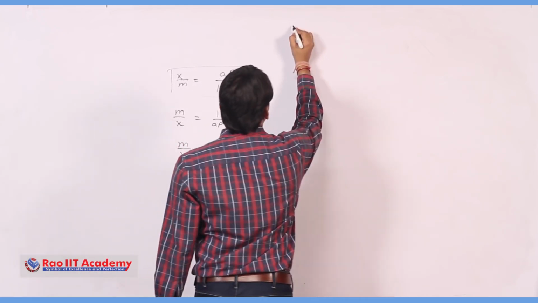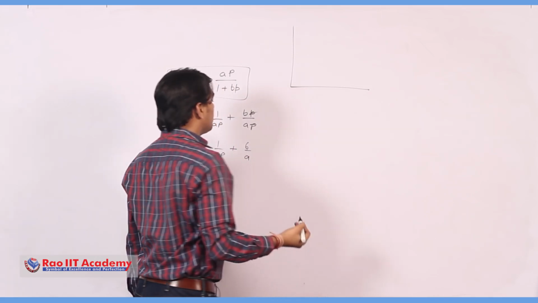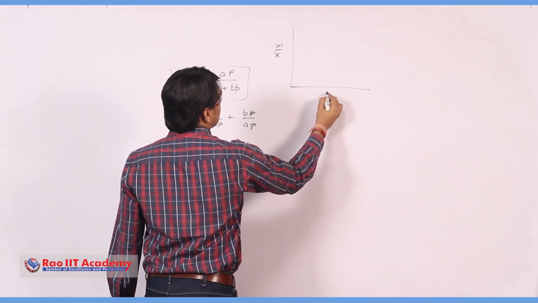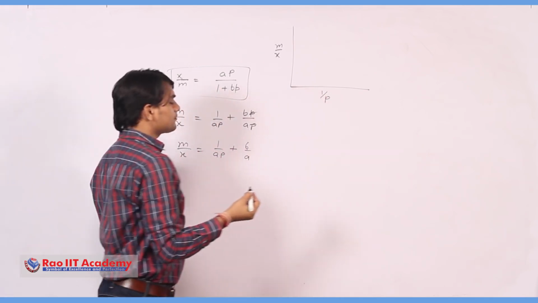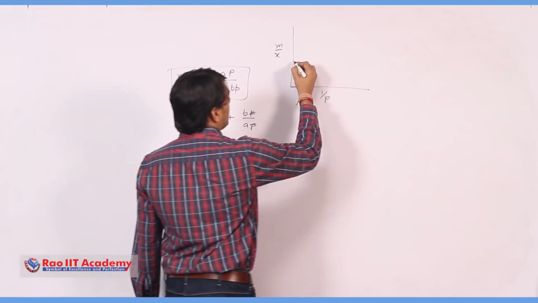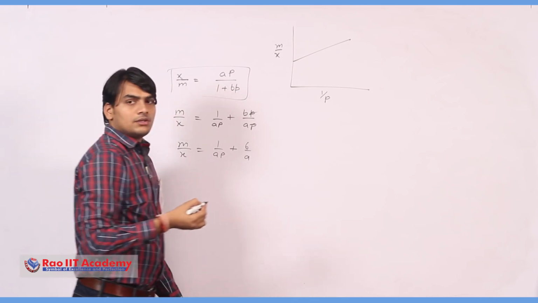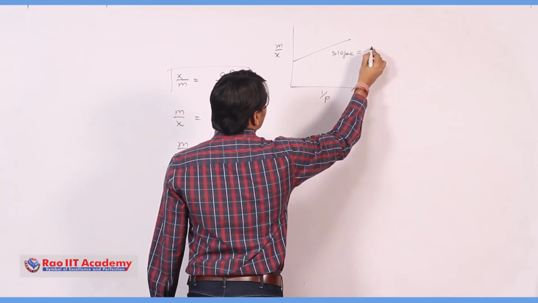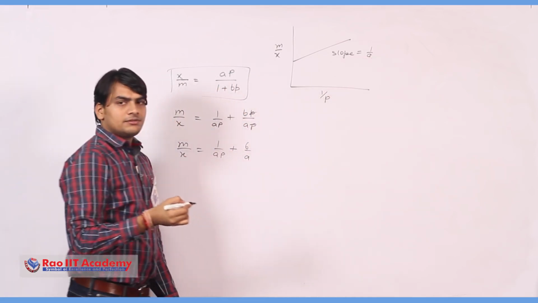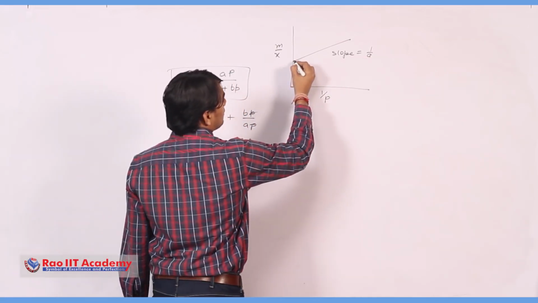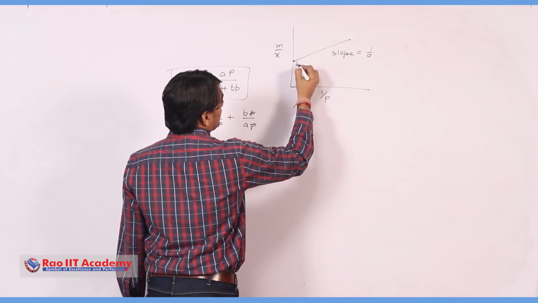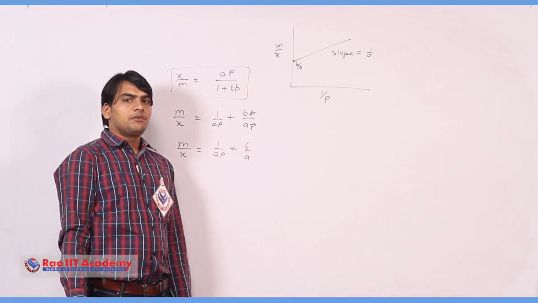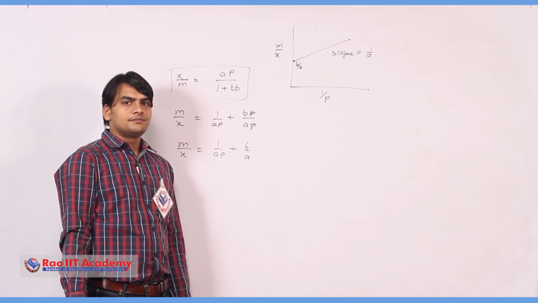Now, comparing it with the straight line equation and drawing the graph for m by x versus 1 by p, we will get a straight line like this, whose slope will be 1 by A, it is positive, while the intercept is B by A. So, on solving this curve, we can find the values of A and B.